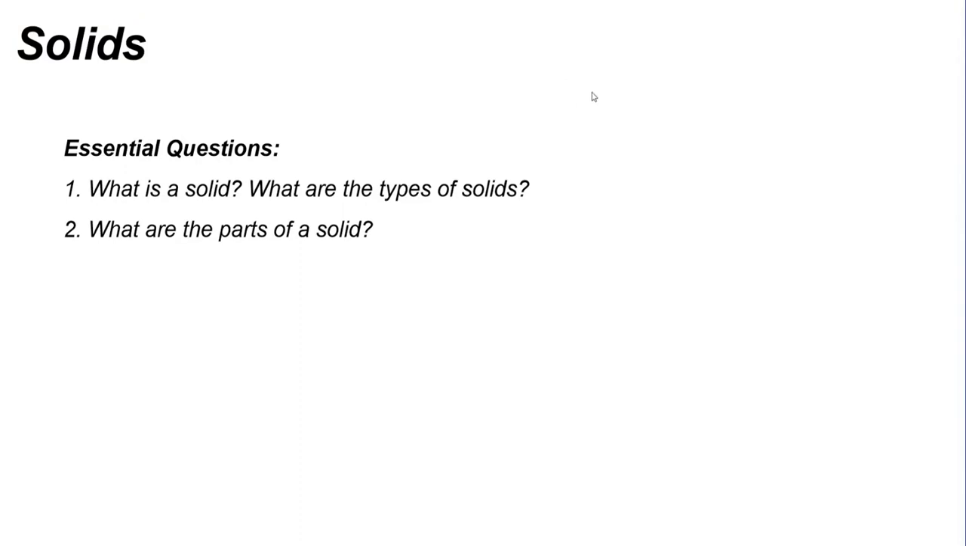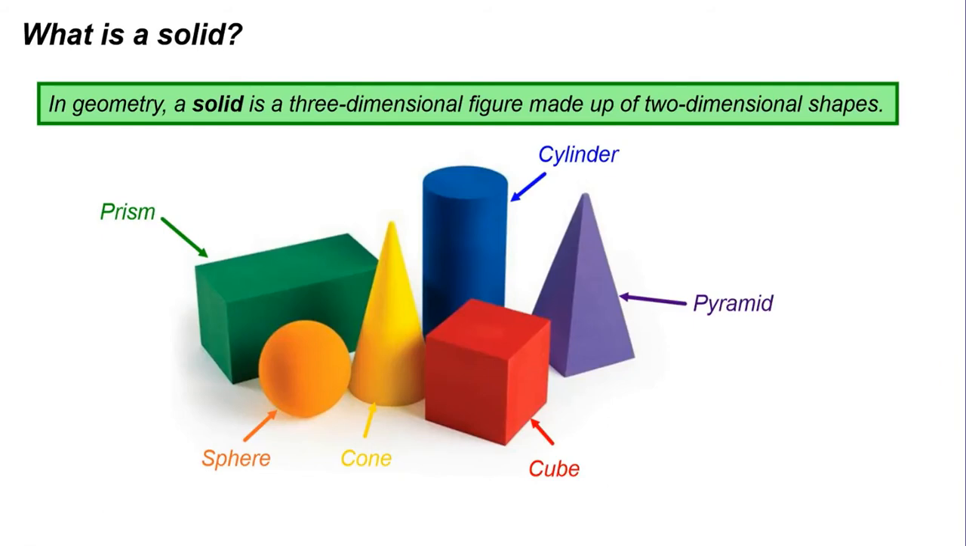In this video, we are going to be shifting gears into solids. So our essential questions are, what is a solid? What are the types of solids? And what are the parts of a solid? So what is a solid? In geometry, a solid is a three-dimensional figure made up of two-dimensional shapes.